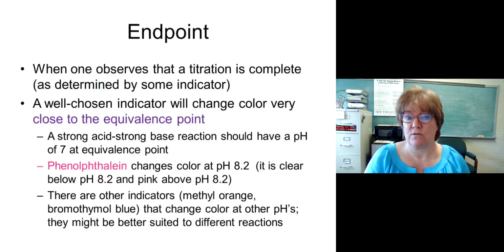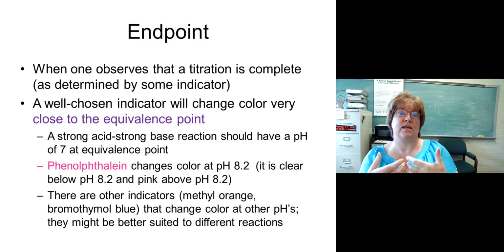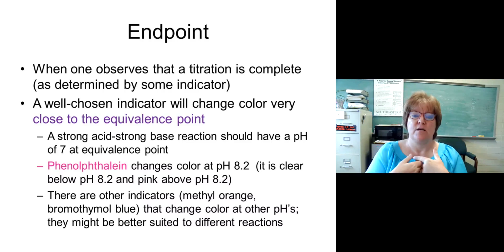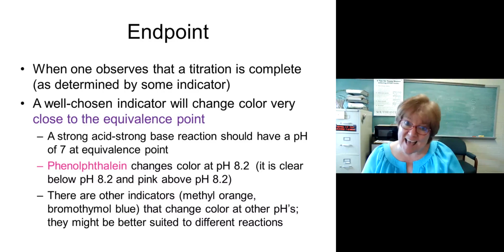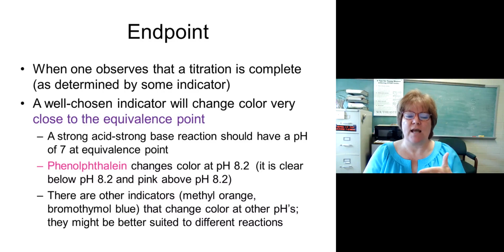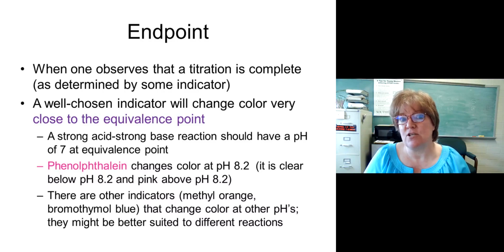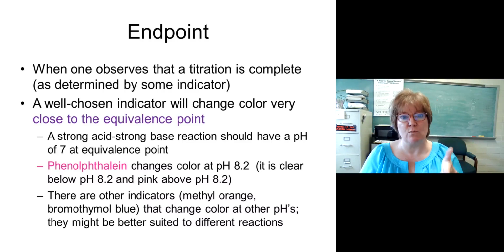And we're going to use this endpoint. We're going to use this indicator called phenolphthalein. So again, we observe using an indicator. We have to add that indicator in. And of course, if you forget, it's not going to let you know. We're going to add in phenolphthalein because phenolphthalein changes color at pH 8.2. We want to know when we're at pH 7.